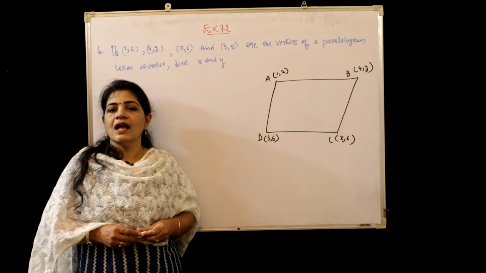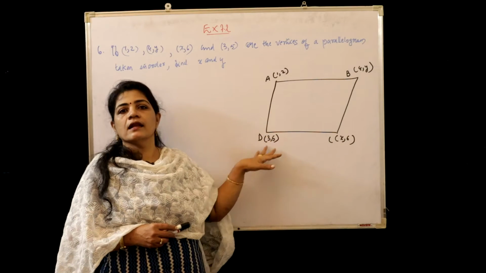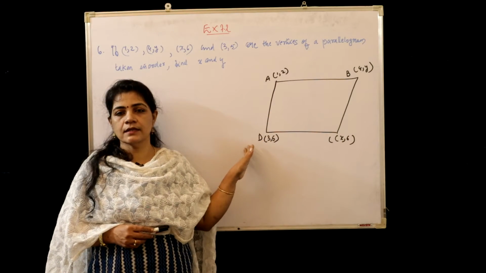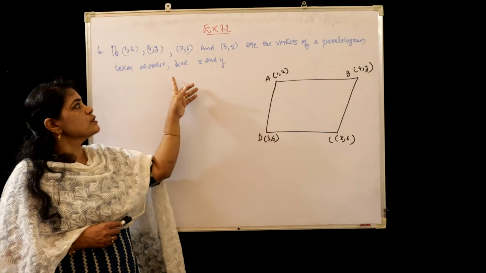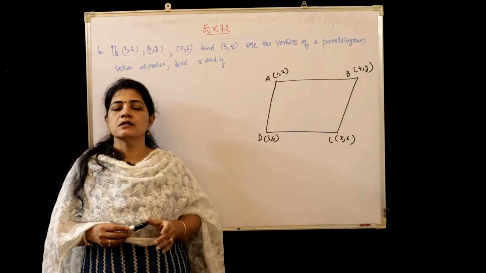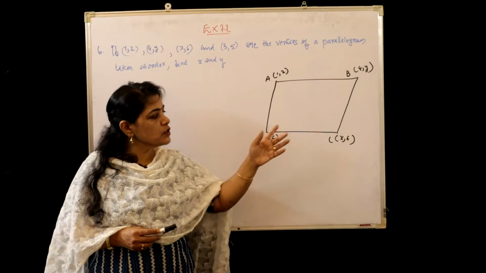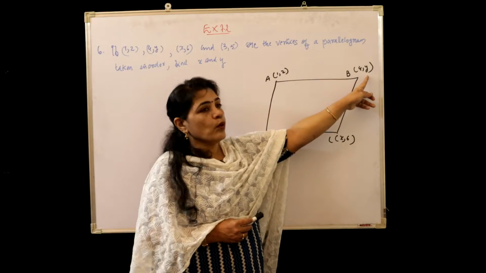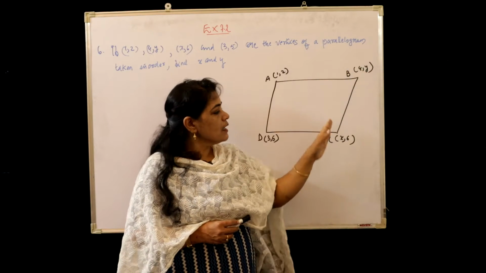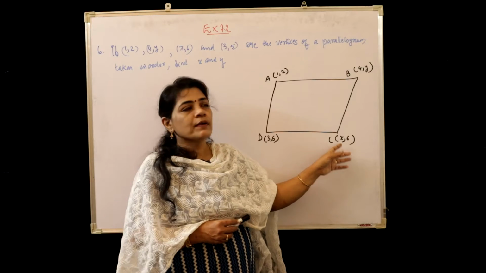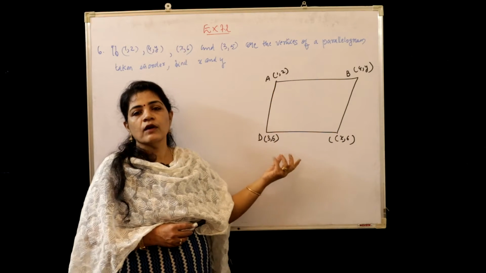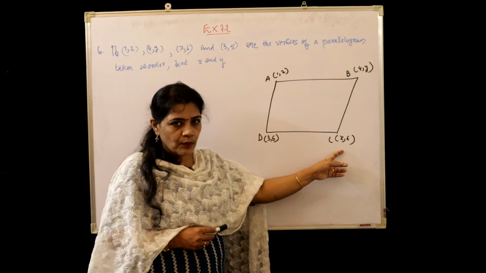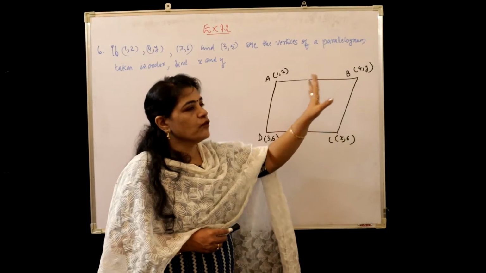Now the sixth question. We are given the vertices of a parallelogram, taken in order, that is 4 vertices, A, B, C, D. We have to find the values of x and y. When you look into these 4 vertices, here in vertex B, the y is unknown, y is not given. In C also, x is unknown. But in A and D, both the x value and y value are given. But we need to find the x value of C and the y coordinate of B.